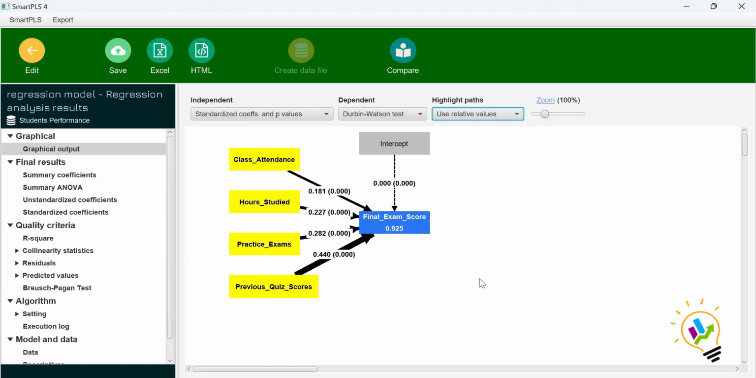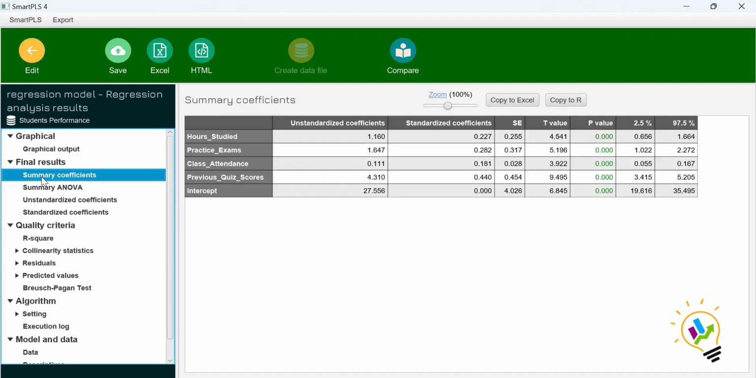Now what we will do is discuss all these interpretation values in a sequential form, starting from summary coefficients. In the final results, you can see on the left side, final results. In this final results, we have summary coefficients. Now we will discuss all these values in a systematic, detailed way. The summary coefficient table contains unstandardized coefficients, standardized coefficients, standard error, t-value, p-value, and upper and lower bounds of the confidence interval for the coefficient estimates.